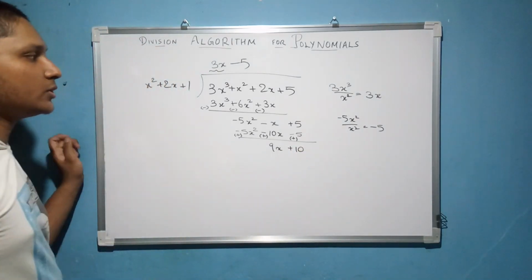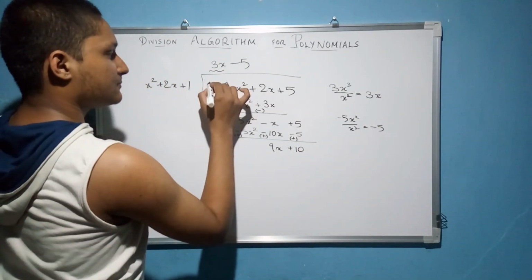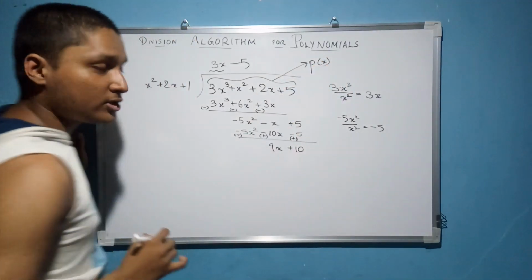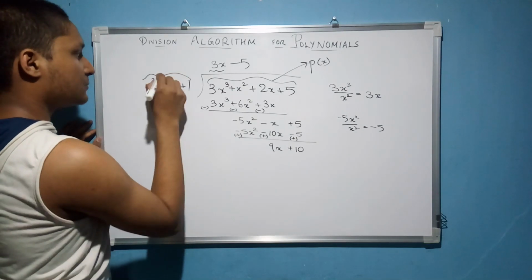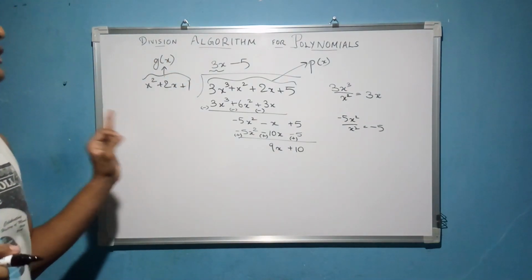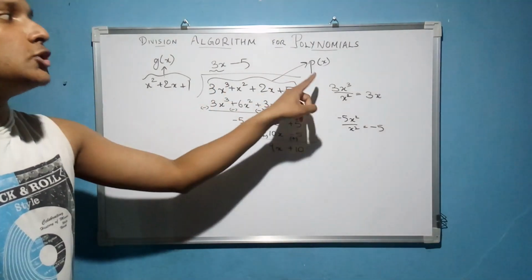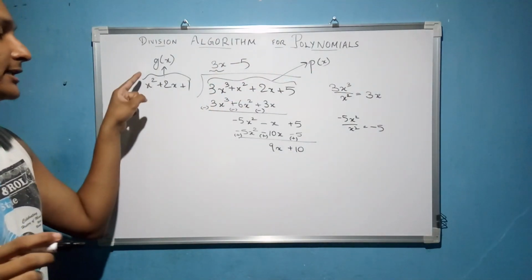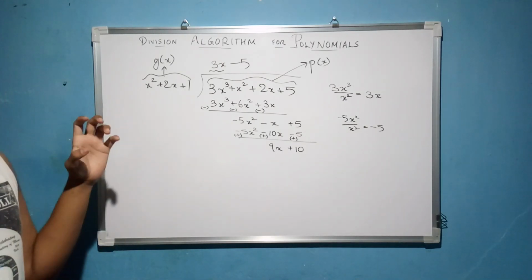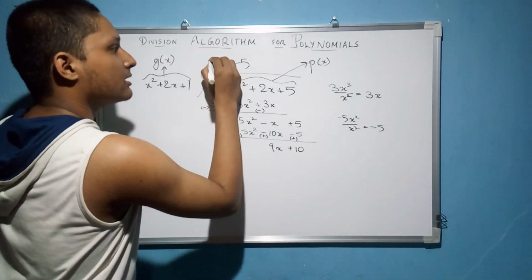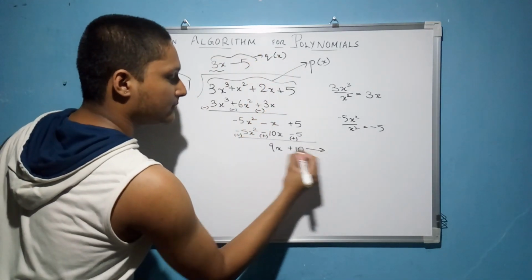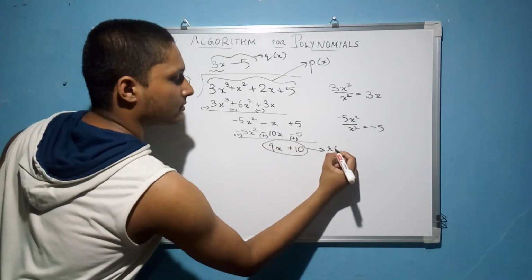So let me consider this polynomial. This polynomial is p of x, and this polynomial was g of x. So what was the statement of the division algorithm? You are given two polynomials, p of x and g of x. You can find two more polynomials, q of x and r of x, based on the given condition. So this becomes q of x, and this one becomes the r of x.